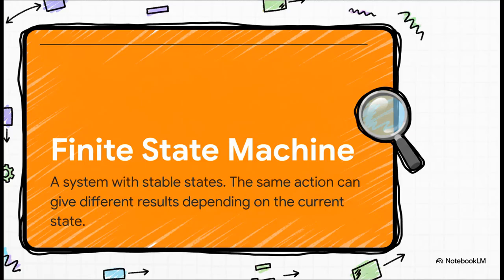Now, the fancy technical term for this is a finite state machine. I know that might sound a little intimidating, but the concept is actually really simple. It just means a system has a limited or finite number of conditions it can be in. And here's the key thing. The exact same action, like clicking a button, can do completely different things depending on the system's current mood. And that action that moves it from one state to another, that's what we call a transition.